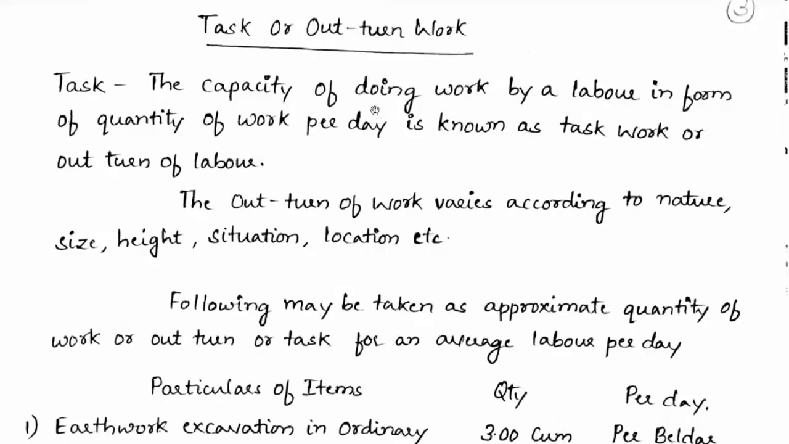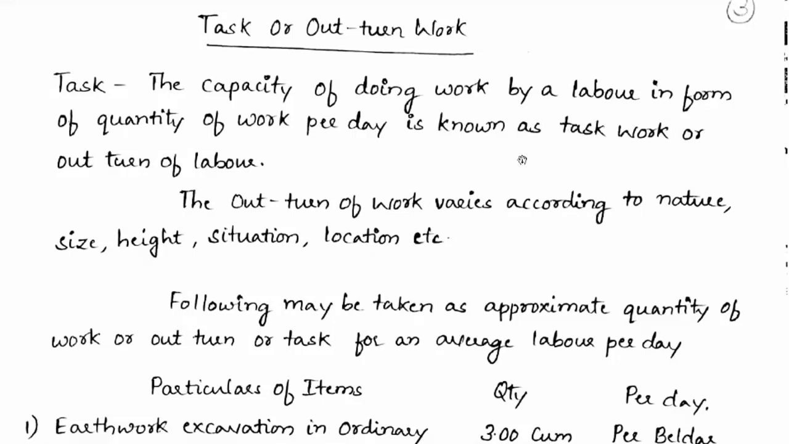Then another term is task or outturn of work, right? Task or outturn of work. That means the capacity of doing work. When you take any laborer, within one day he is going to do a certain amount of work, right? So that we call task or outturn of work. It is going to vary based on the nature of work, the size, the height, situation, location, etc. Based on that, it is going to vary, right?